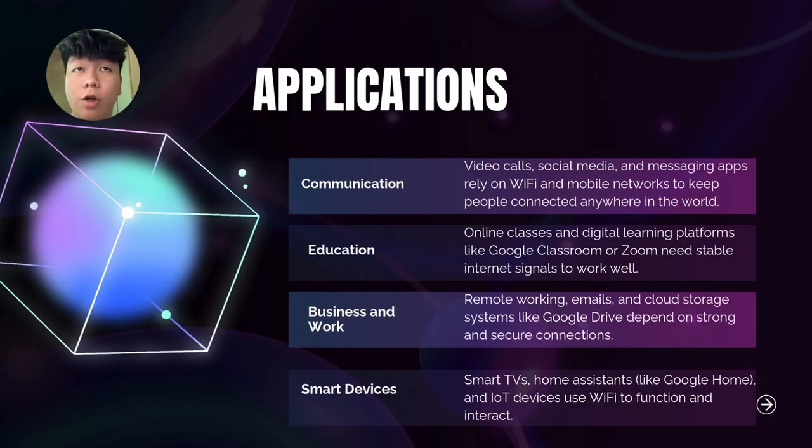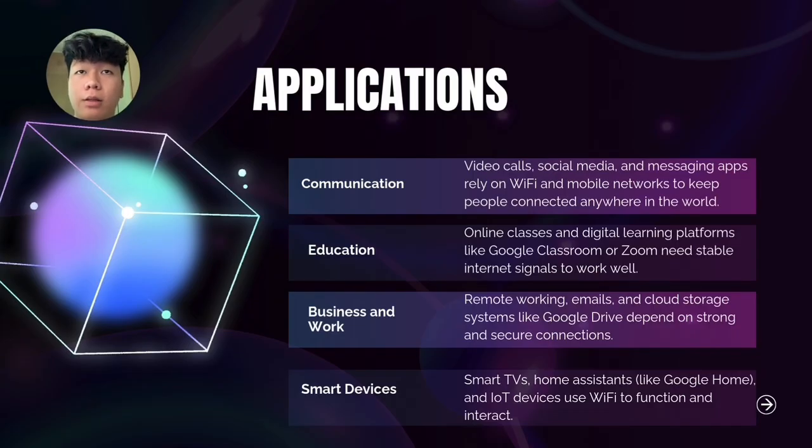The first one is communication. Video calls, social media, and messaging apps rely on Wi-Fi and mobile networks to keep people connected anywhere in the world. The second is education. Online classes and digital learning platforms like Google Classroom or Zoom need a stable internet signal to work well.